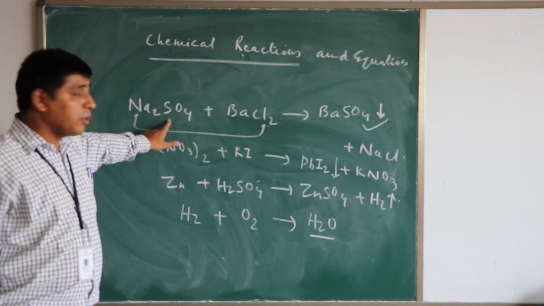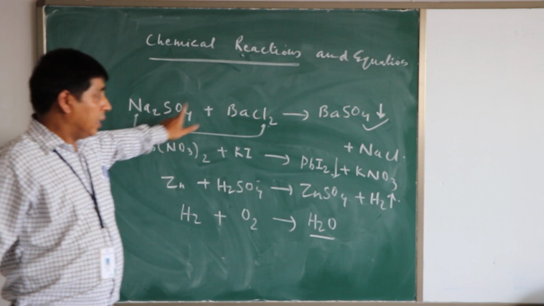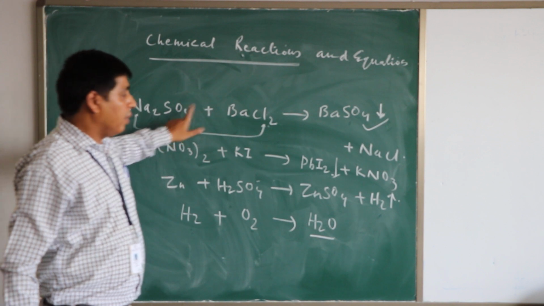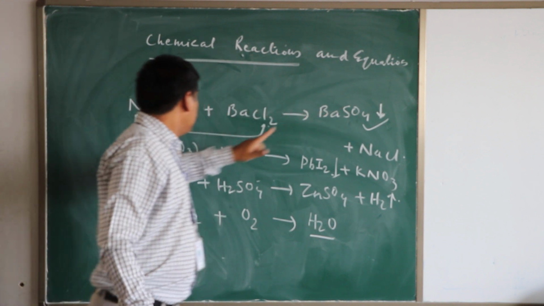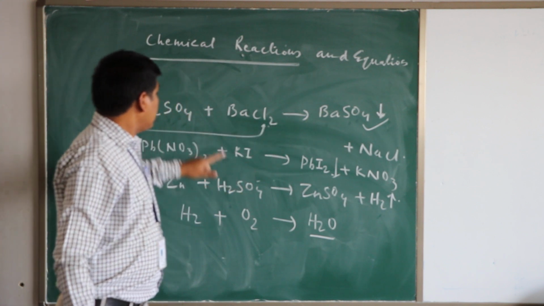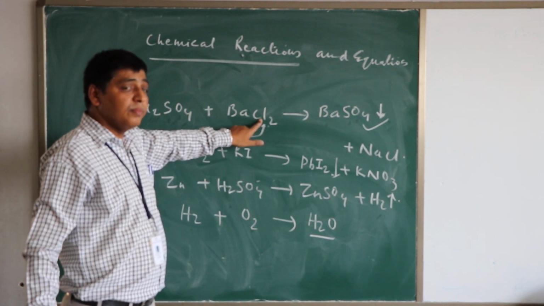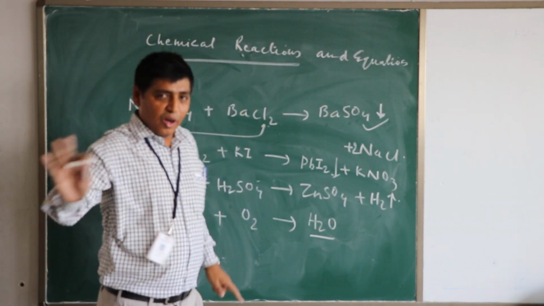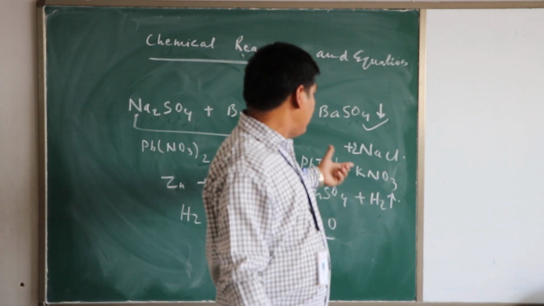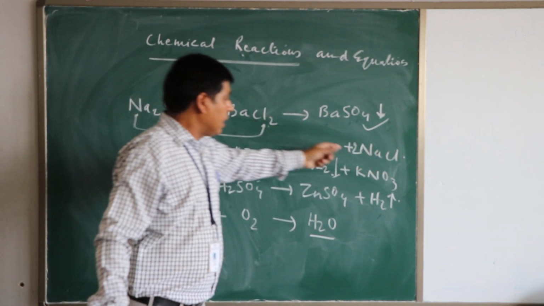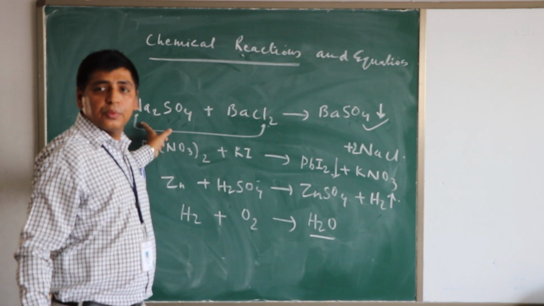How many atoms of sulfur are you having in the reactant? One. Here? One. Oxygen? 4. Here? 4. Then barium? 1. Here? 1. Then chlorine is how many here? 2. So if I multiply this one here, then you will get 2 atoms of chlorine here and 2 atoms of sodium.